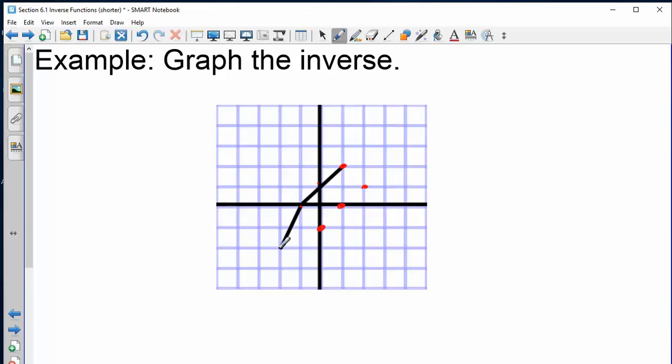Negative 2, would that change? No. So if I could draw straight, we get something like this. You could see the line y equals x would go right through the middle of this. And so they are symmetric across that.